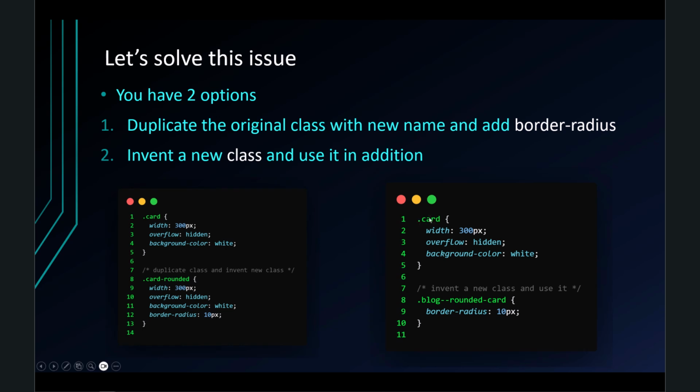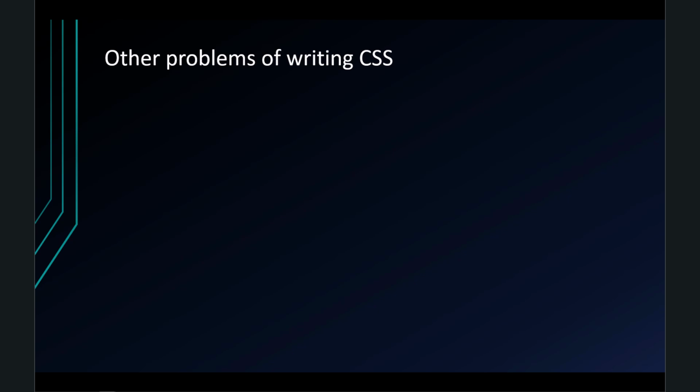We have the card same as it is, and we have invented a new class, blog--rounded-card, and we have applied both of these classes to make the blog post card rounded. To me, the second solution is better than the first one, but still there is a problem: we have to invent a new class name. So now let's move forward and try to understand the other problems of writing custom CSS.